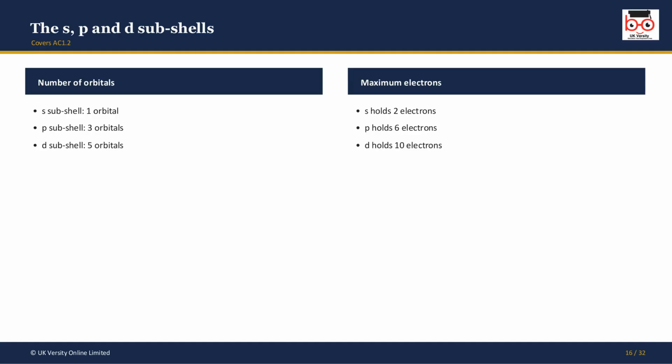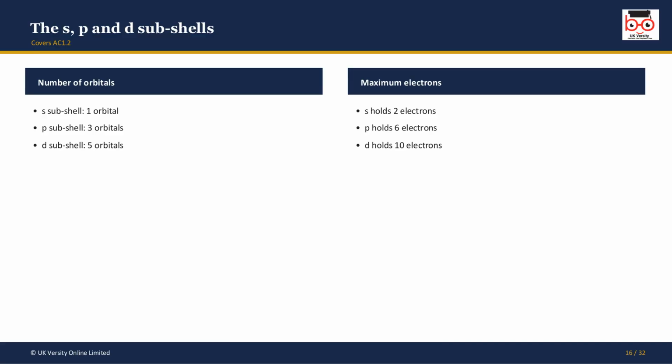Let's see how much each subshell can hold. The S subshell has just 1 orbital, so it holds 2 electrons. The P subshell has 3 orbitals, holding 6 electrons in total, and the D subshell has 5 orbitals, so it takes up to 10. Remember, it's 2 electrons per orbital every time.